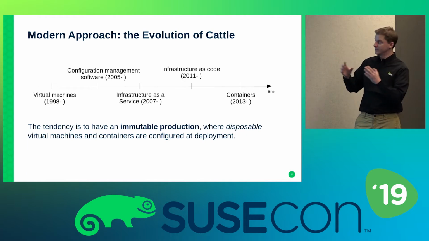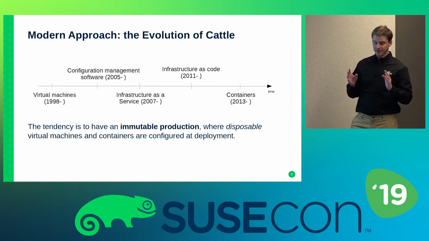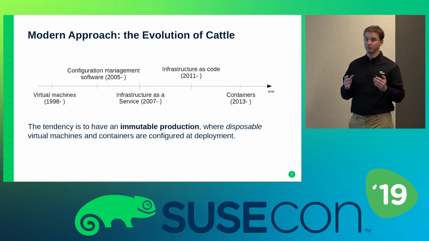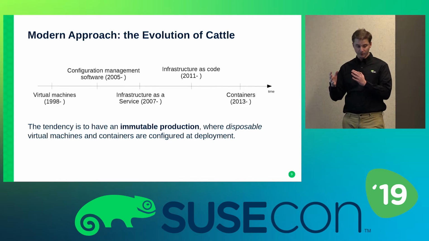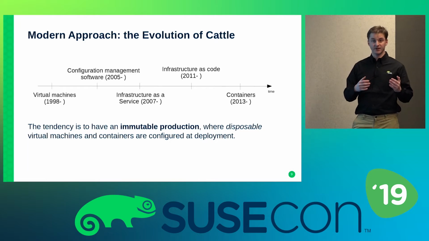Finally, we have containers, and these containers are an alternative to virtual machines, but they are complementary, so you can use either one of them. No problem with that. But the final tendency right now is to have an immutable production system, where disposable virtual machines and containers can be easily configured at deployment time and easily replaced on the line, like cattle, like I said.